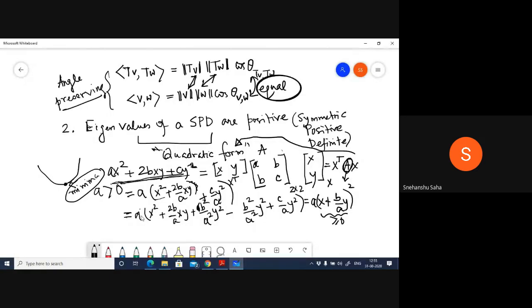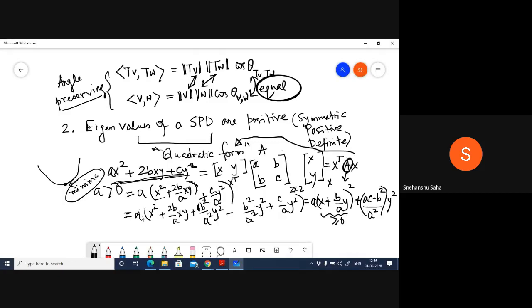So now I'm left with this second term, which is c by a y square minus b square by a square y square. Would you agree with me that I can write this as AC minus b square by a square, the whole thing times y square?